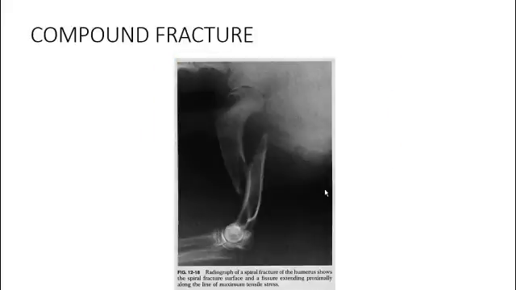Compound fracture means that part of the bone has poked through the skin. This is in contrast to what's called a simple fracture, where it could be any sort of fracture, but it just hasn't broken through the skin. And again, most fractures are not compound. Most are simple fractures. Even if they're very serious, they may not break through the skin.